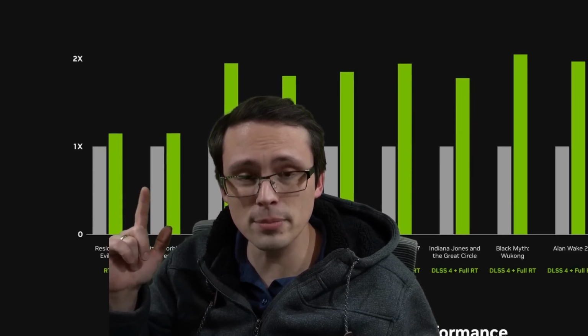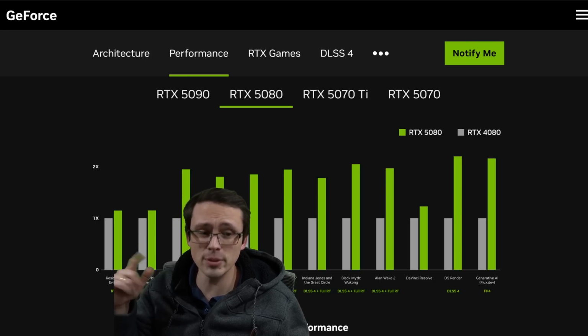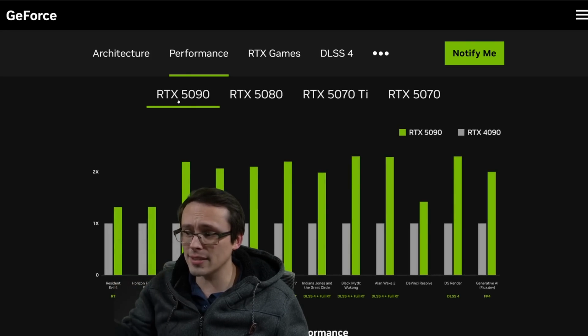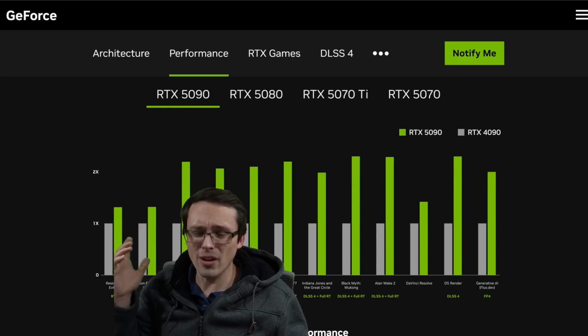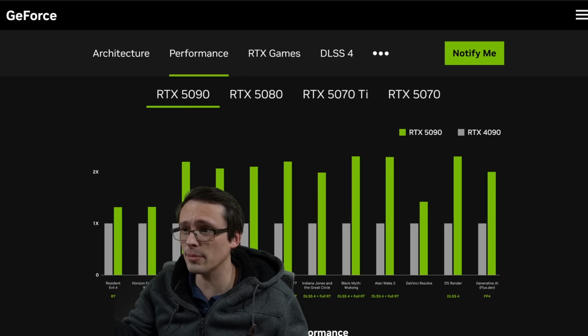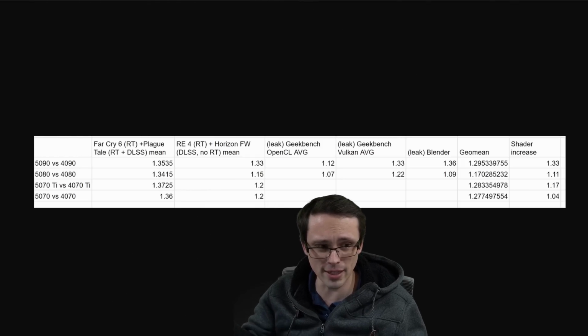NVIDIA themselves are only claiming about a 15% performance improvement for the 5080 versus the 4080 when you don't factor in multi-frame generation. And their claims on the same graph for the 5090 ended up being pretty close to what reviews ended up seeing. We also have some leaked results now that seem to corroborate this general performance uplift. So let's talk about all of the information we have available right now.